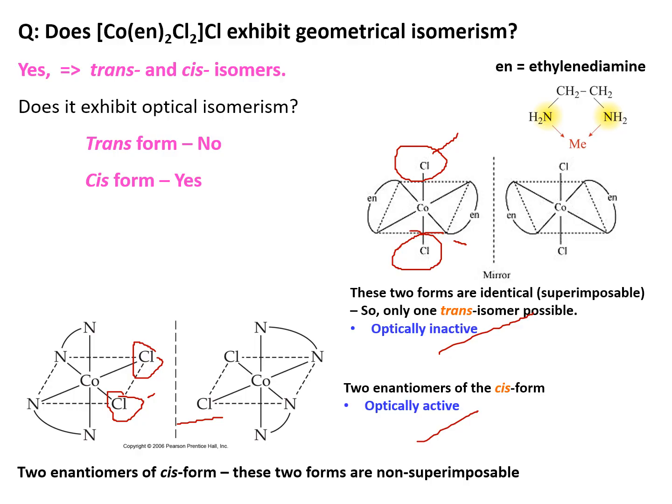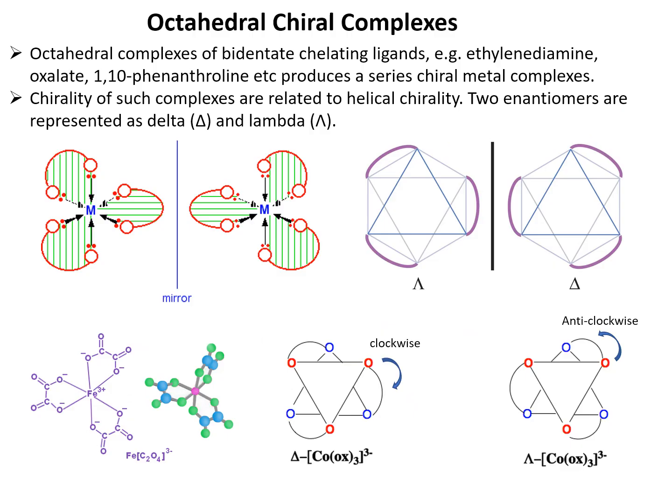So from this molecule, we can see what kind of molecules could be enantiomers, what kind of molecules will be optically inactive, and what could be the diastereomers. Diastereomers means there is no superimposability at all. Okay, now let's move to the octahedral chiral complex. The octahedral bidentate chelating ligands, ethylenediamine, oxalate, 1,10-phenanthroline, etc. produce a series of chiral metal complexes.